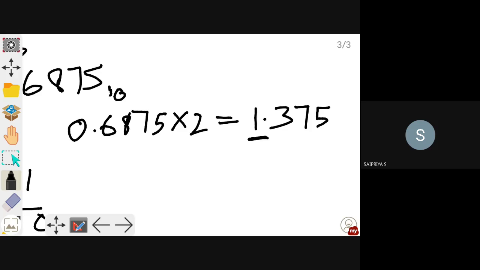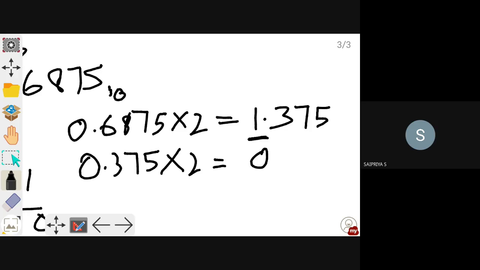In the next step, you have to take 0.375 and multiply by 2. You should not take 1.375 and multiply by 2. Even though you get a 1 here, you have to remove that and take 0.375 and multiply by 2. So 0.375 into 2 is 0.75. So you take the 0 then.